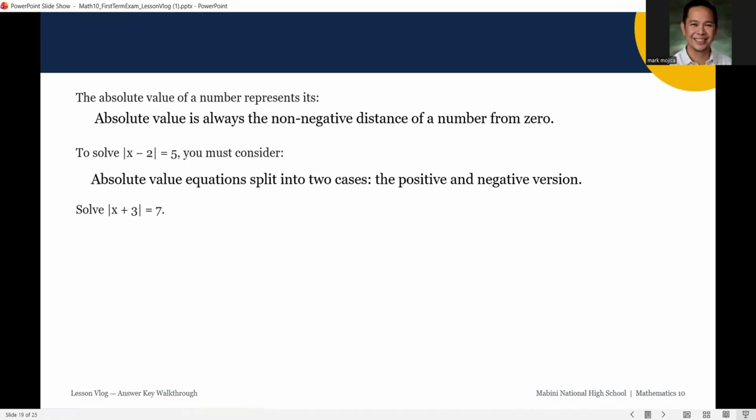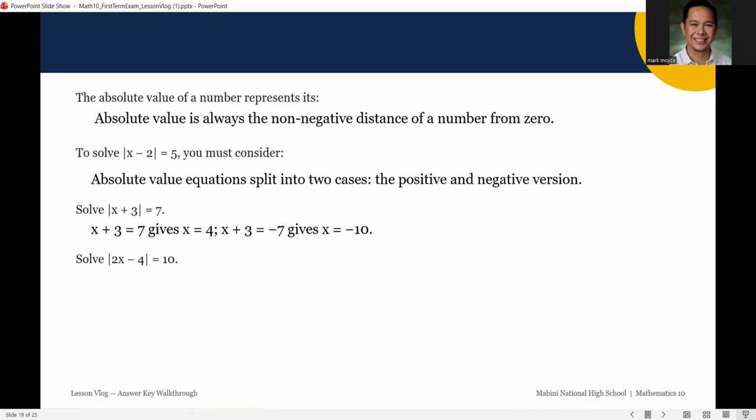To solve absolute value of x plus 3 is equal to 7, it is still the same, okay? We split this one because we have a positive constant. So we have x plus 3 is equal to 7. Therefore, that gives us x is equal to 4. And we have x plus 3 is equal to negative 7. That gives us x is equal to negative 10.